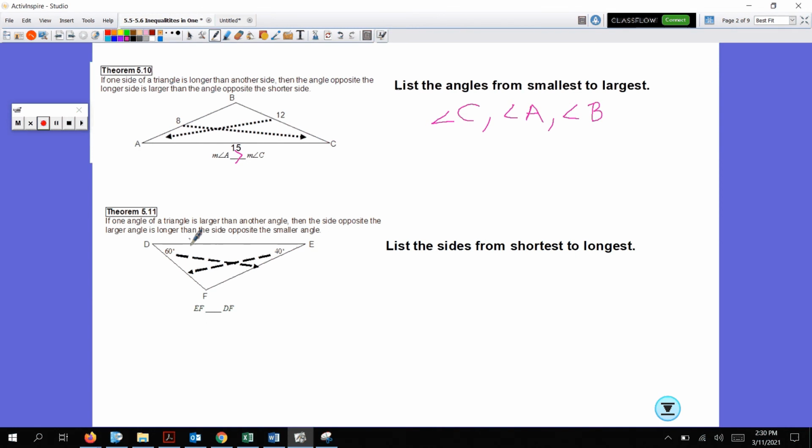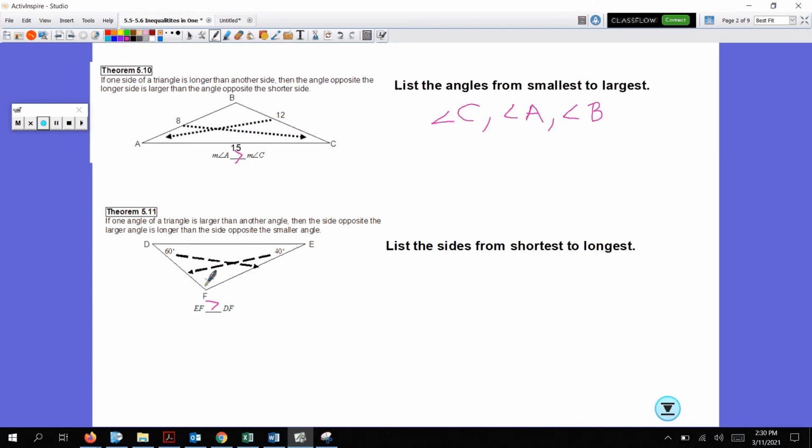All right, the next theorem just states the opposite, right? If I have one angle bigger than the other, that means the side opposite of the angle that's the largest is larger than the other, right? So 60 degrees is larger than 40, so EF is larger than DF. Now we're going to use those angles to tell us what the sides are, shortest to longest.